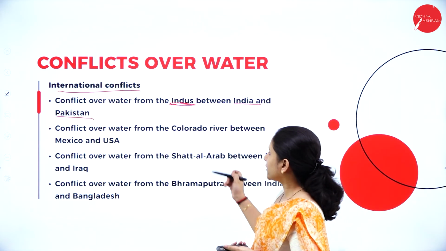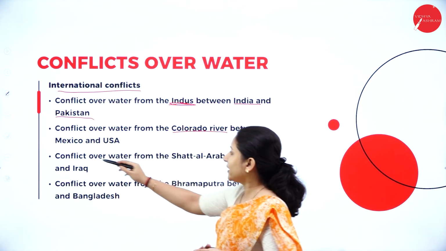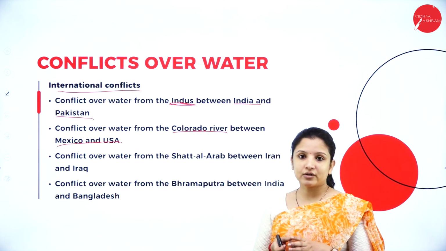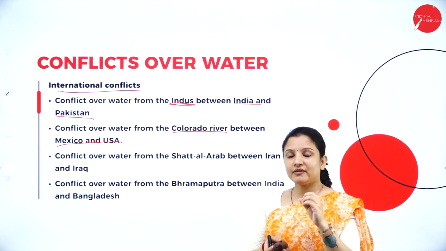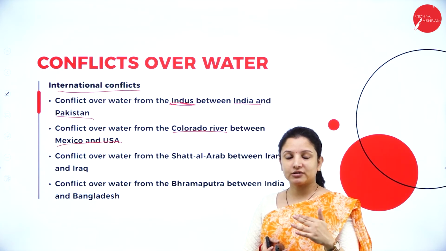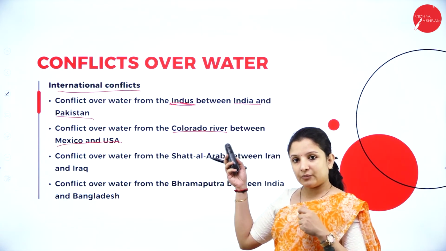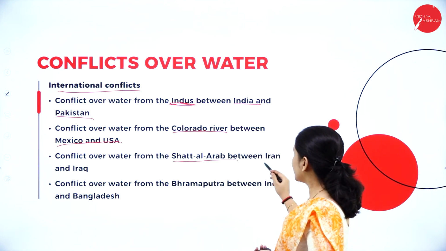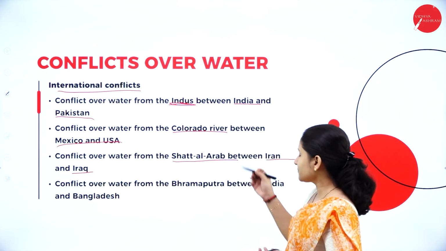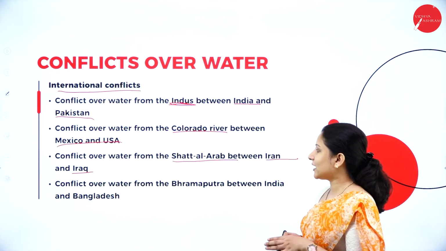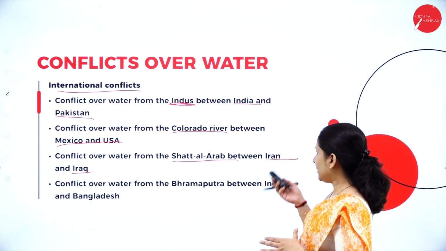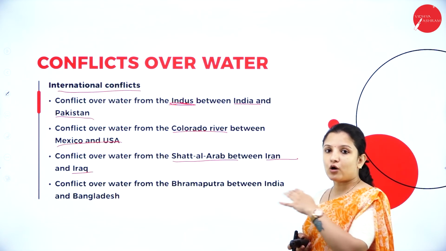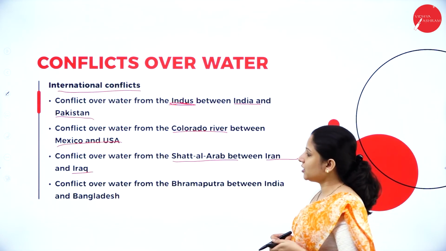Next, conflict over water from the Colorado River between Mexico and USA. Between Mexico and USA, there is a river called the Colorado River that flows. Every now and then there is a conflict between Mexico and USA for the water from this river. Then, conflict over the Shatt al-Arab between Iran and Iraq. There is a river called the Shatt al-Arab. It flows between Iran and Iraq, and there is always a conflict over water between these two countries for this river.